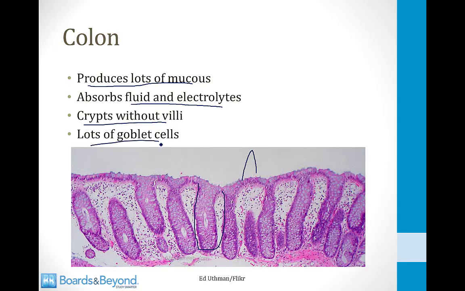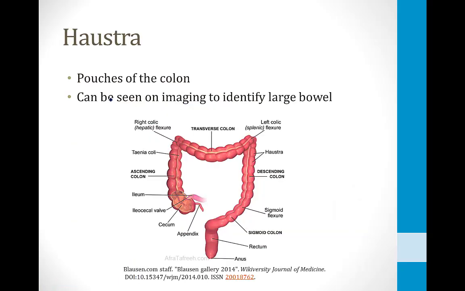There are lots of goblet cells present to produce all that mucus in the colon. You can see lots of goblet cells lining these crypts. The colon is divided up into pouches called haustra. If you look at this picture, each one of these pouches here is a haustra. You can sometimes see these on imaging. It can help you to identify the large bowel. And when you do surgical rotations as a medical student, hopefully you will be able to handle the large bowel. And when you do, you will easily be able to identify the presence of the haustra.